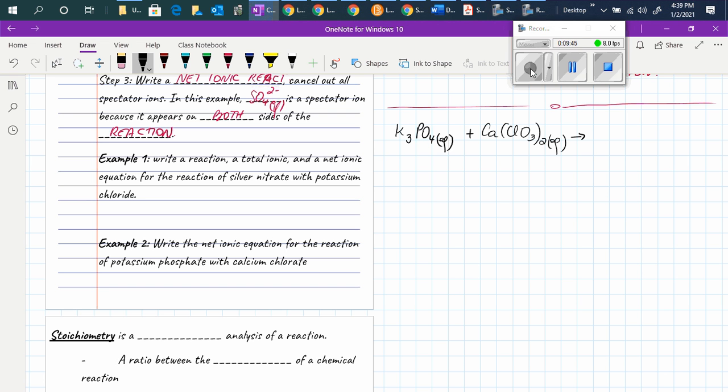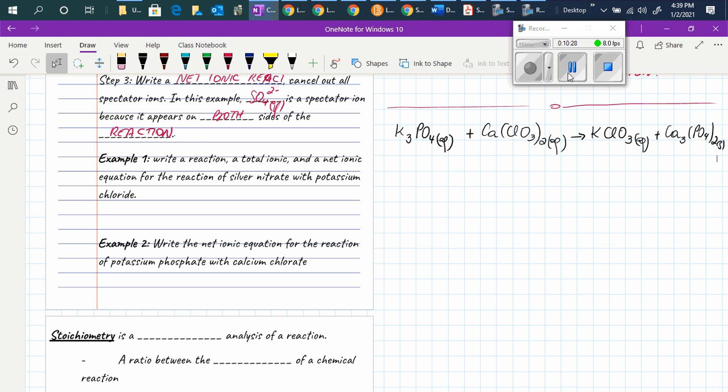This is a double replacement reaction, so the products will be potassium chlorate, so KClO3, in aqueous solution, plus calcium phosphate, so Ca3(PO4)2. And based on the solubility table that you have, this is solid state. Now let's balance this.